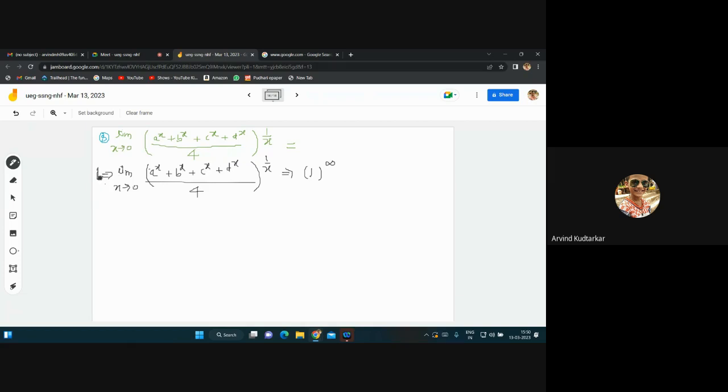Take log on both sides. Right? So log of L is equal to limit as x tends to 0 of, here in this case, I will apply the limit directly. See, log of m raised to n means n log m. So how am I writing here: log of (a raised to x plus b raised to x plus c raised to x plus d raised to x) upon 4, whole raised to 1/x.